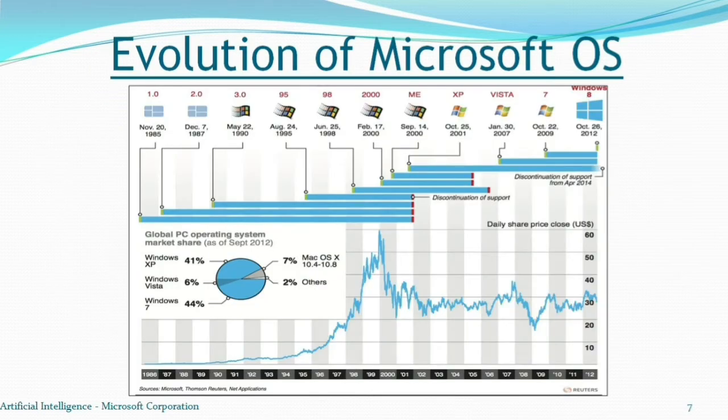Evolution of the operating system. Windows' first publicly available version was Windows 1.0, on November 20, 1985, followed by Windows 2.0 in 1987, that was followed by Windows 3.0 in 1990, and so on till Windows 11 that was released just a few weeks ago.